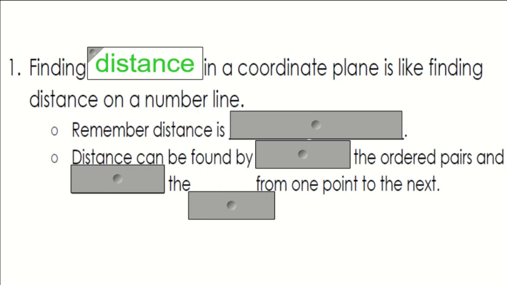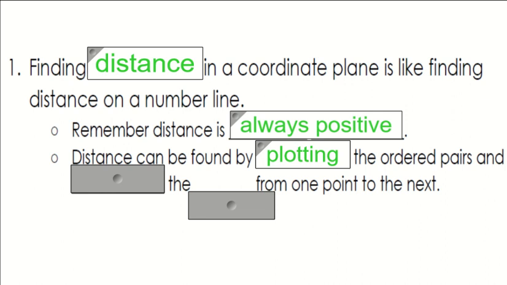Distance is always what? Positive, yeah. Distance is always positive. So it doesn't matter for this if you go from a positive to a negative. It's still going to be a positive number. Distance can be found by plotting the ordered pairs and counting the squares from one point to the next.